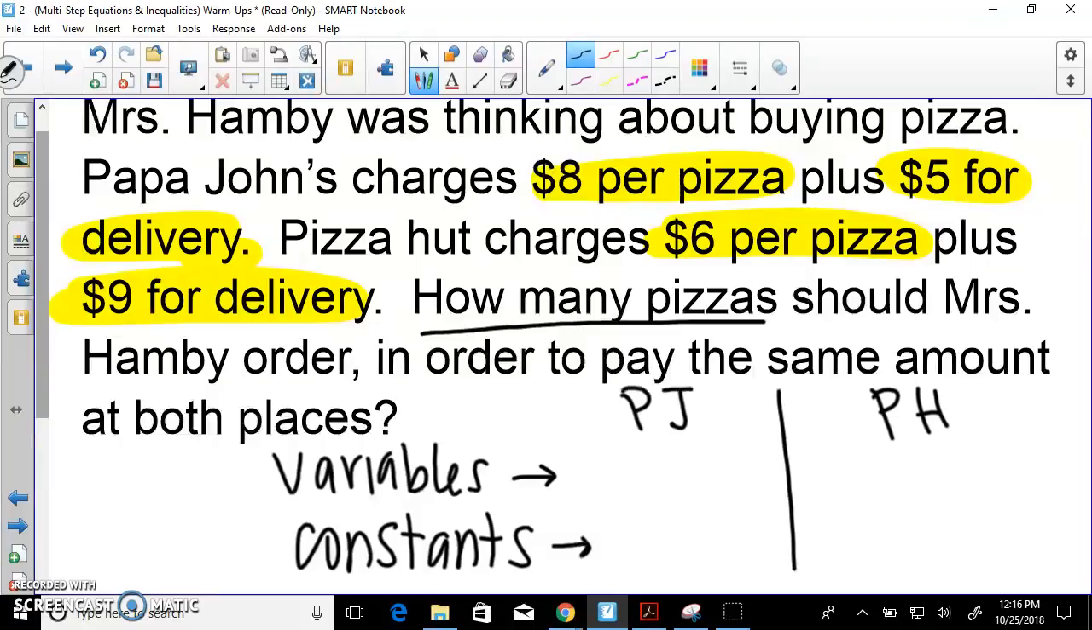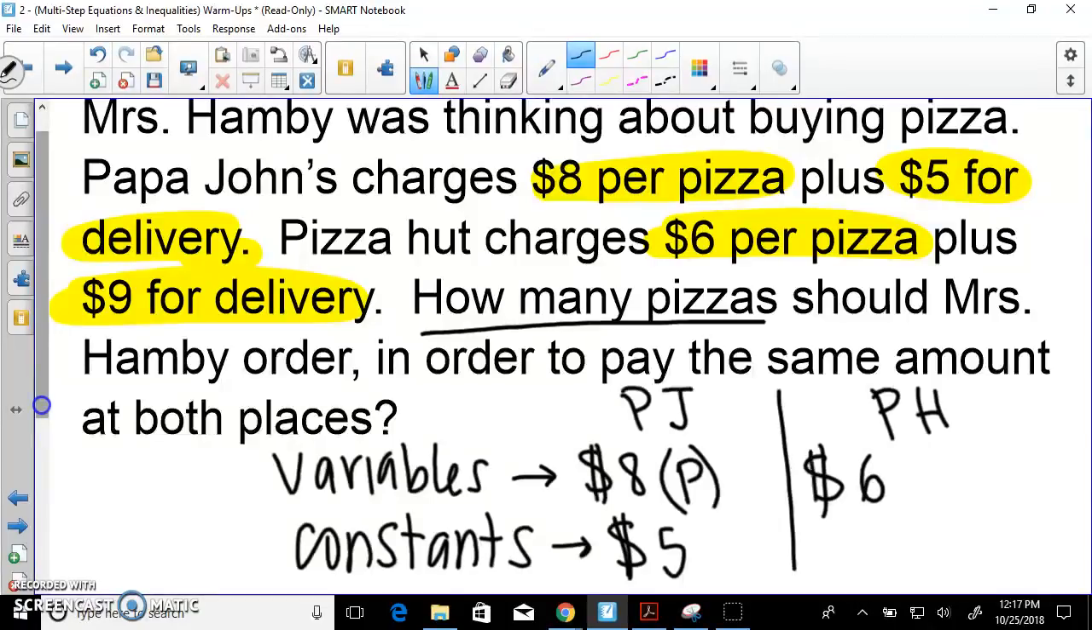So looking at Papa John's, they charge $8 per pizza. So $8 is going to change for every pizza that you buy. And then it charges a constant $5 for delivery. So our variable in this case is going to be P. Pizza Hut charges $6 per pizza. So that's what changes per pizza, plus a constant $9 one-time fee for delivery.